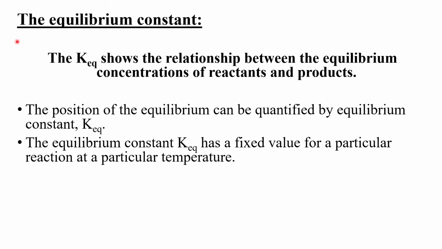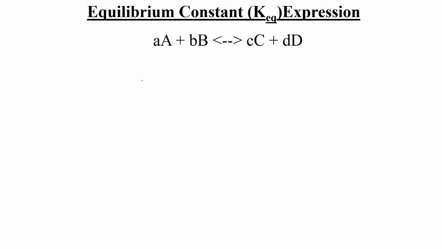Let's see what the equilibrium constant is. The equilibrium constant shows the relationship between the equilibrium concentrations of reactant and product. The equilibrium constant is specific for a particular reaction at a particular temperature, and the equilibrium constant, or K, must be determined experimentally. It is independent of the initial concentrations of the reactants, but it does vary with temperature.